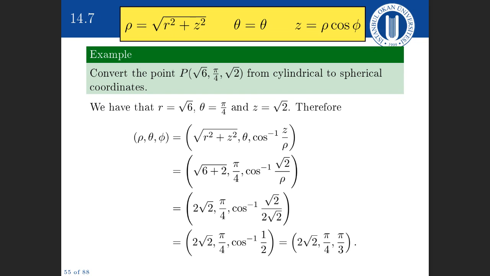So we have that r is root 6 because we're starting with cylindrical coordinates. Theta is pi over 4 and z is equal to root 2. Put these into the equations and we can find that rho is 2 root 2. Theta doesn't change. Theta is still pi over 4. Phi we can find is pi over 3.